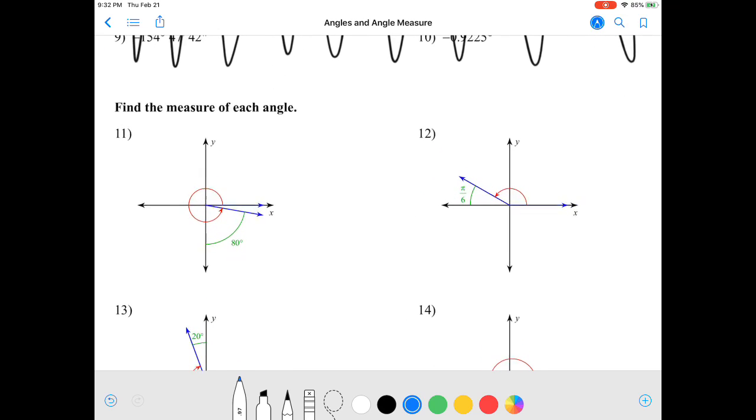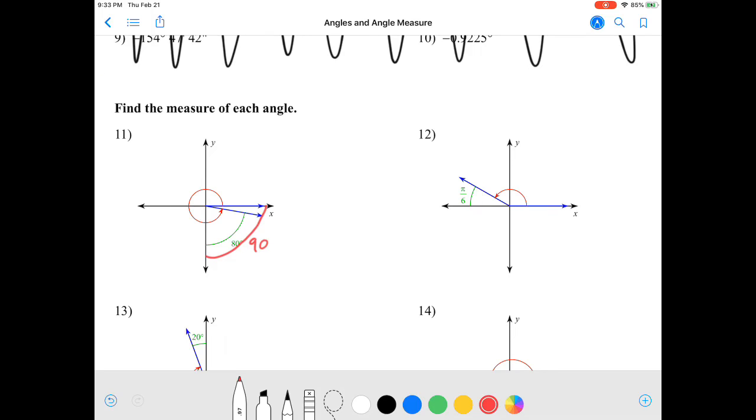All right, down here on the bottom of the page, we want to find the measure of each angle. Make sure you pay close attention to the red lines. That's showing you the actual revolution that the blue line made. The green angles are there to just help you figure out how far the red line went total around the circle. So we're going to look at problems number 11 and 12.